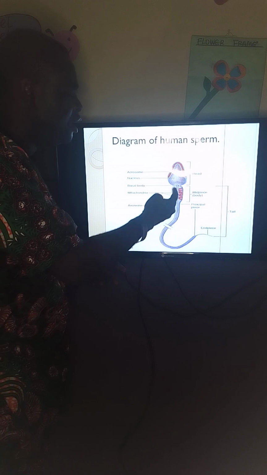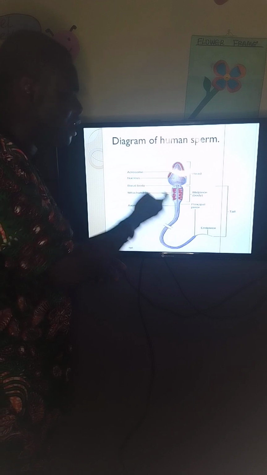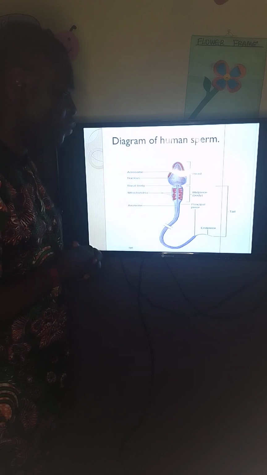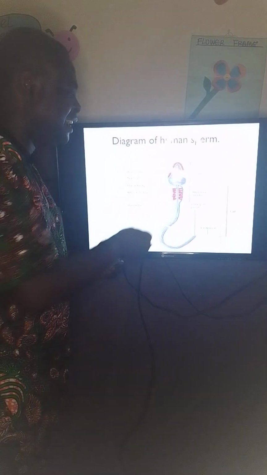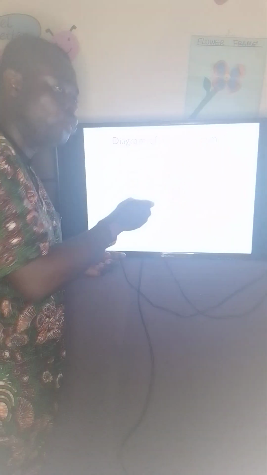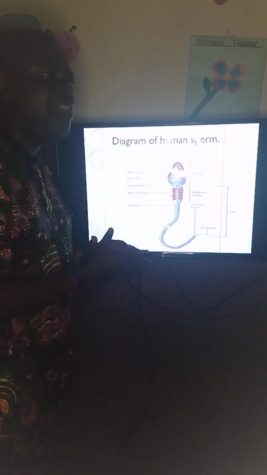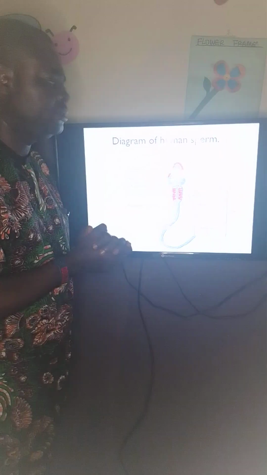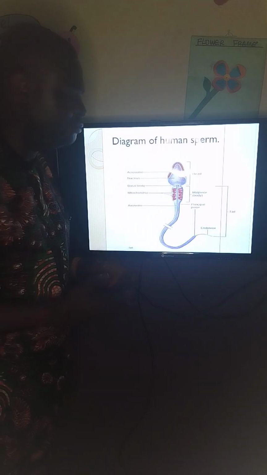Now, the middle piece, you have mitochondrion, the plural of which is mitochondria. We call it the cell powerhouse. It is inside that the glucose and the fructose, contained in the seminal fluid of the prostate gland, carry out cellular respiration to bring about production of energy required for the sperm to swim.